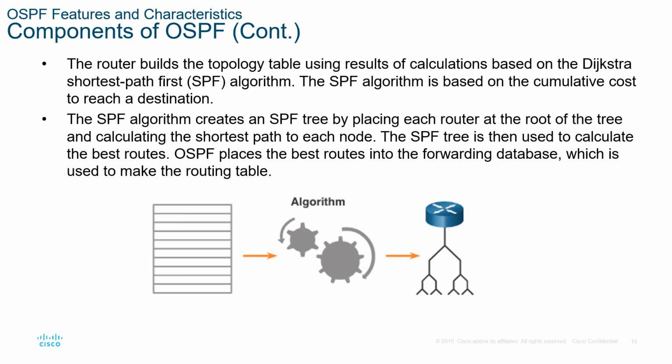The router will build the topology table using results of the calculations based on a shortest path first algorithm, an SPF algorithm. The SPF algorithm creates a tree by placing each router at the root of the tree and calculating the shortest path to each node. The tree is then used to calculate the best routes. And then that's what's actually forwarded.